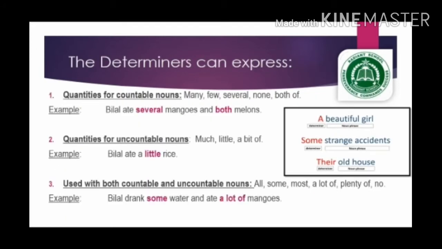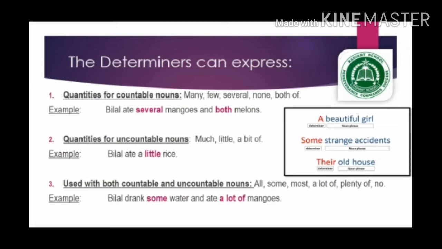The determiners can express a few things. First one, they express the quantities for countable nouns. The counting words like many, few, several, none, both of, and if we use them in sentences: Bilal ate several mangoes and both melons. Here several and both are determiners that express the quantity of a noun.